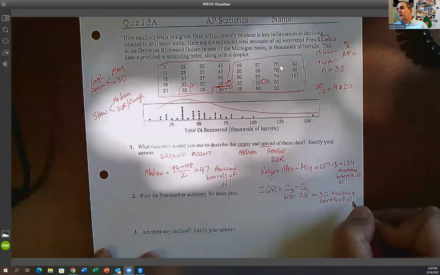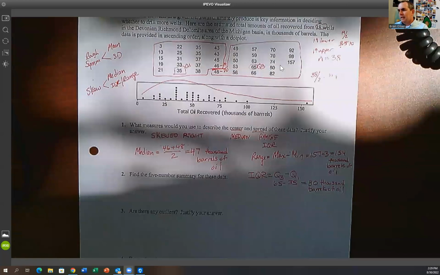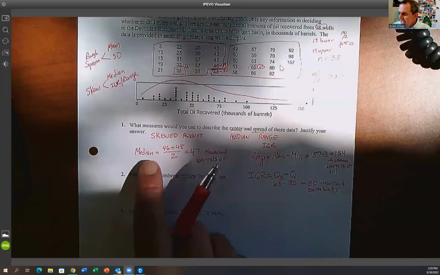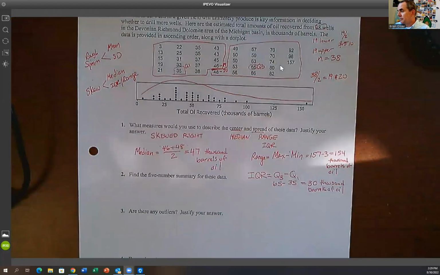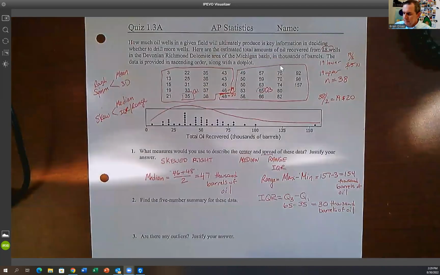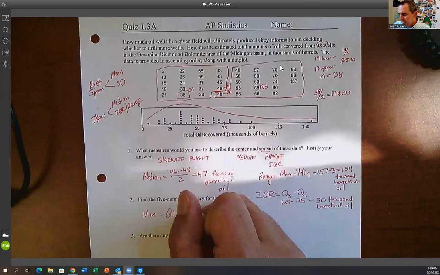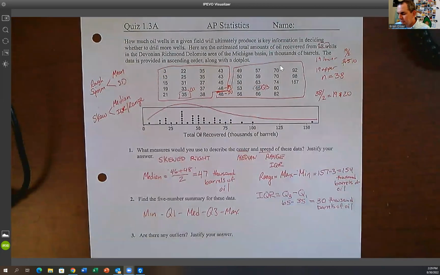Okay, so the reason that we want to use IQR is going to come into play here when we do our outliers. Again, the reason I'm doing median and IQR is because the distribution is skewed. The next thing says a 5-number summary. A 5-number summary is going to be your min, your quartile 1, your median, your quartile 3, and your maximum. I've already got 3 of these numbers.